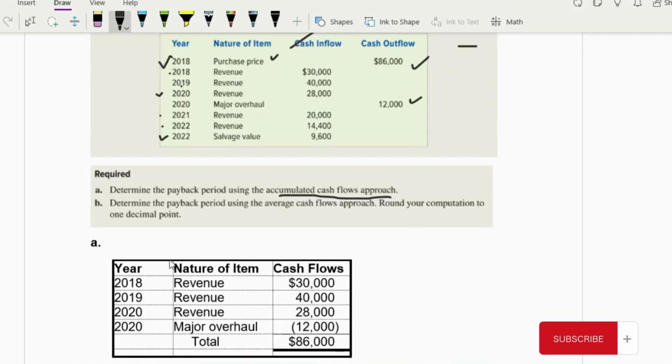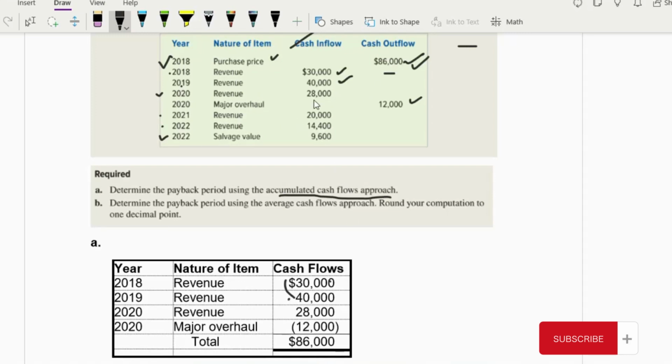So first year you have a net revenue of 30,000, there is no outflow, so this is an inflow you will receive. The second year you will receive 40,000 inflow, so this is also an inflow, together they are 70,000. I need 86,000.